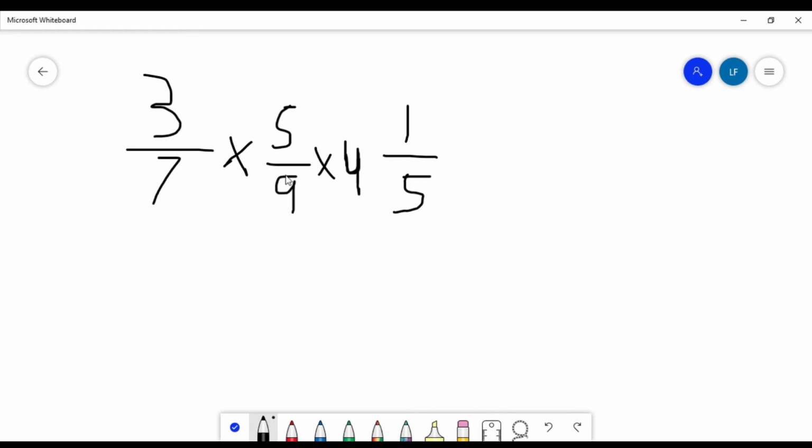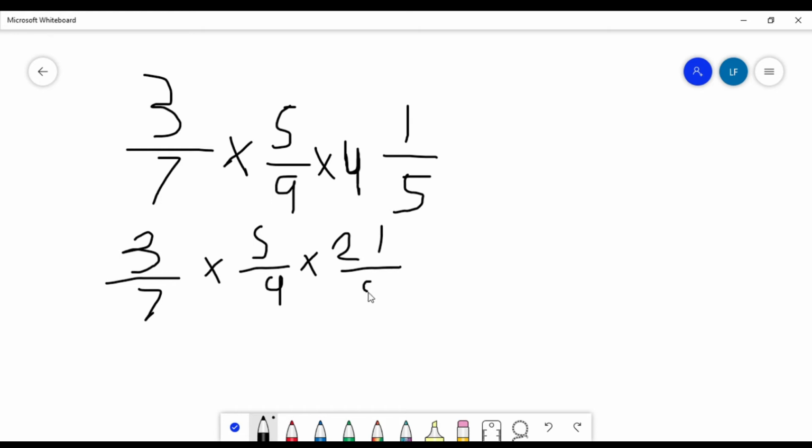So what do we do here? You might think we can just easily multiply and go, but no, we don't do that. We first simplify the mixed fraction. We make it into an improper fraction. So 5 into 4 equals 20. 20 plus 1 equals 21. So 21 by, you guessed it, 5.